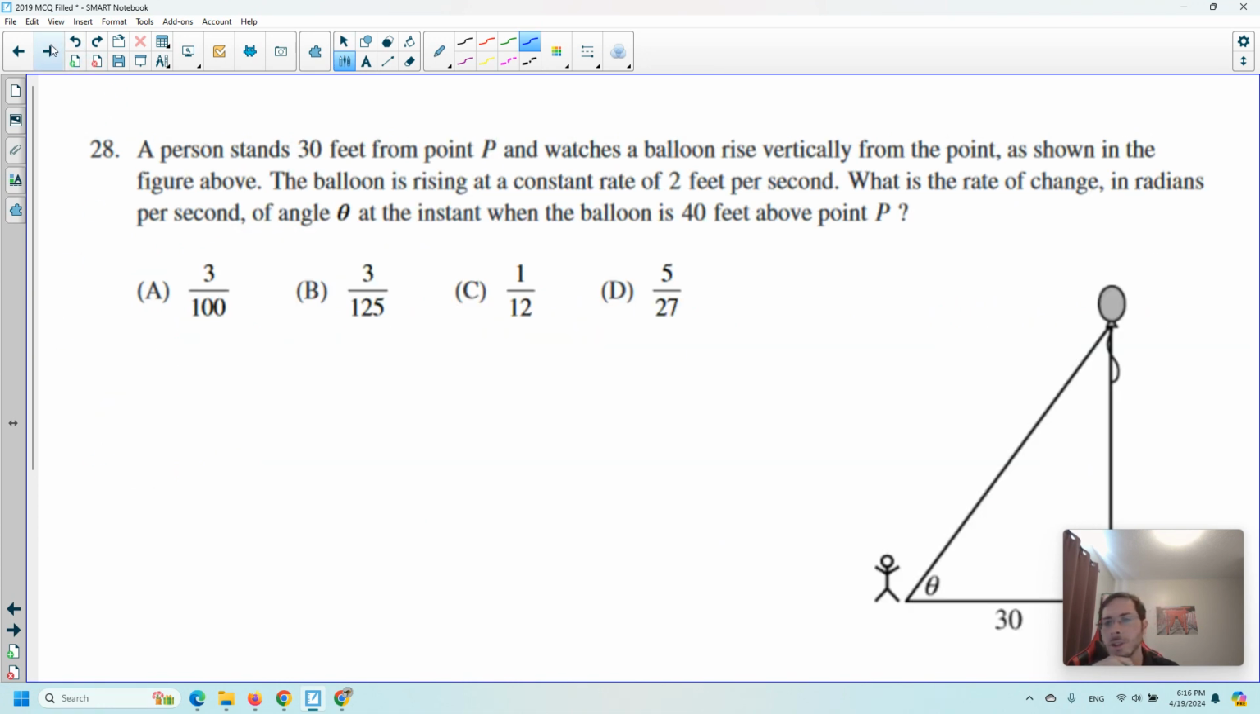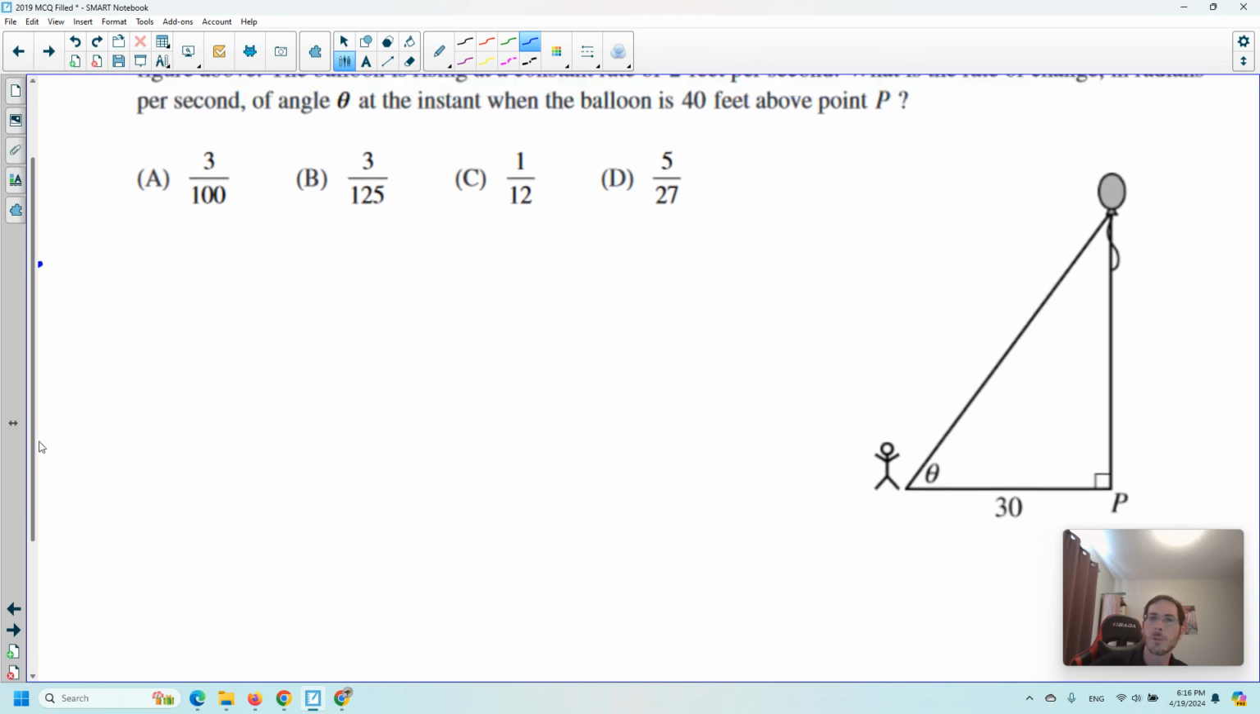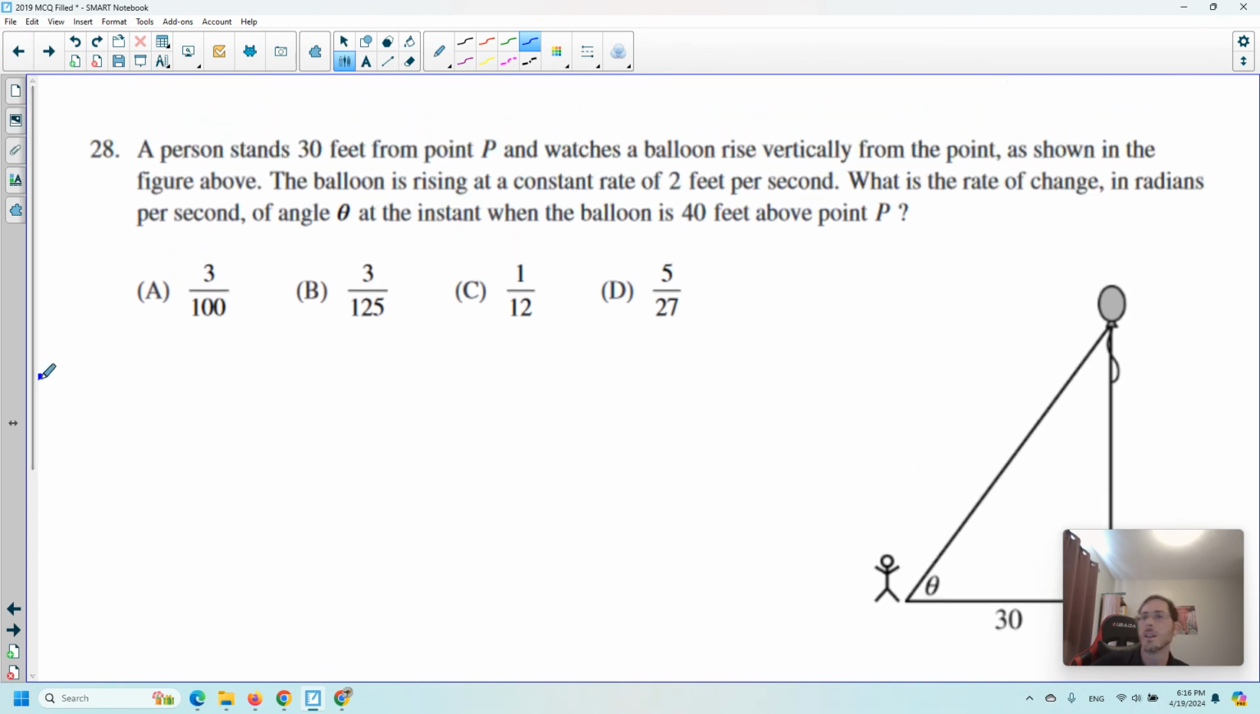Almost done. Oh, great. I dread this question. So we are 30 feet from point P. Point P, I'm hiding point P. There is point P. And we're going to watch the balloon rise vertically. Luckily, they did the draw step for us. So this is our D for our dreads.